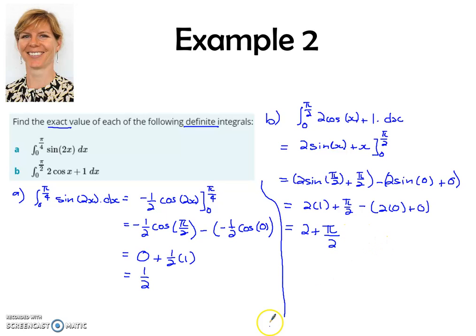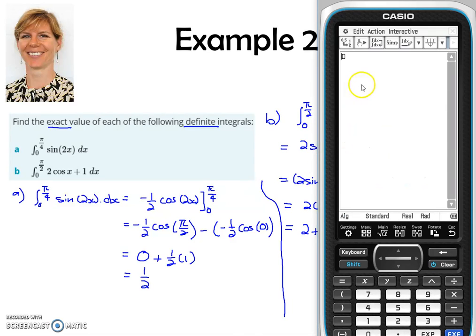You don't have to do anything else with it. Okay, and of course you can do this on your ClassPad as well. So we'll just quickly run through. Just make sure you're in radians. But let's just do the first example.